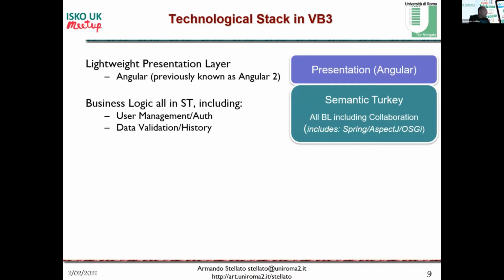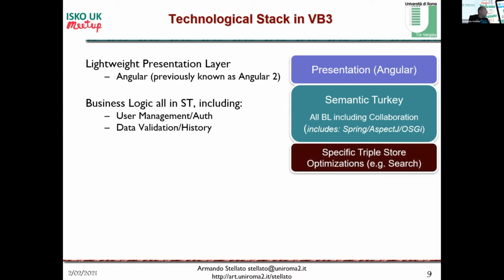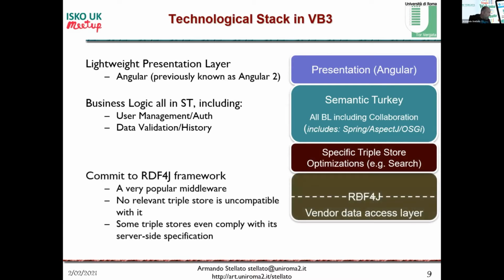It exploits technologies such as Spring, AspectJ, and OSGi for dynamic inclusion of new services. Then there are specific triple store optimizations. VocBench is based on the middleware RDF4J, but in connecting to some specific triple stores which are compliant with RDF4J, it can still use some of their specific functionalities that provide optimization.